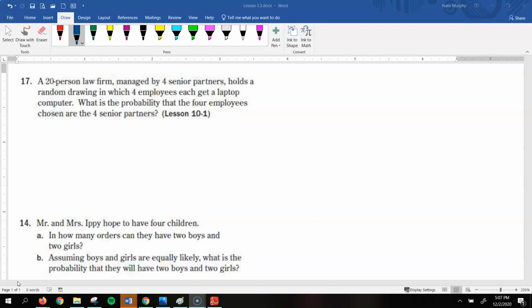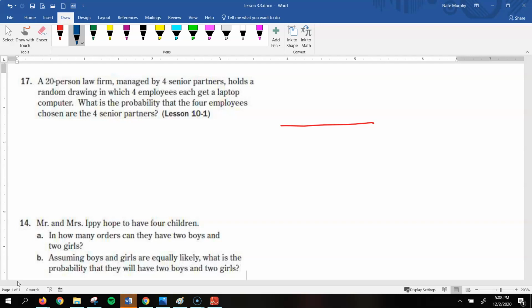It says a 20-person law firm managed by 4 senior partners holds a random drawing in which 4 employees each get a laptop computer. What is the probability that the 4 employees chosen are the 4 senior partners? All right, so since we're dealing with probability, I know I'm going to have a whole amount, and that entire amount is going to go on the bottom. When we're dealing with the entire amount, it is not worried about anything specific. It's not worried about any details. It's just thinking in terms of generalities.